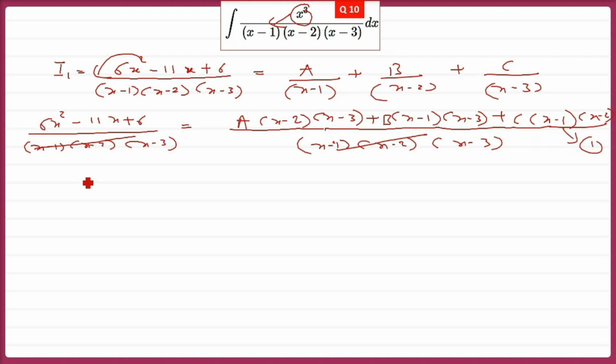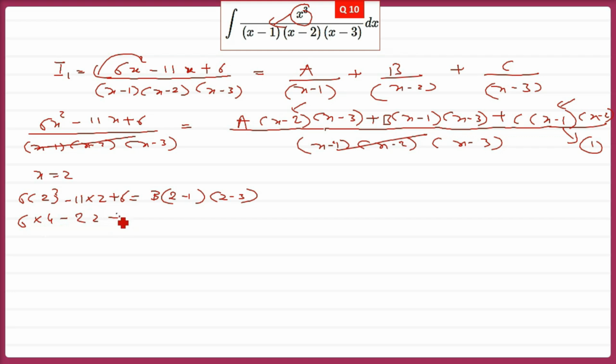Now in this equation, which I am calling equation number 1, place x = 2. So when you put x = 2, the first and the third term will become 0. You'll get B from here. So 6 into 2² − 11 into 2 + 6 = B into (2 − 1)(2 − 3). 6 into 4 − 22 + 6 will be equal to B into 1 into −1. 6 fours are 24, minus 22 is 2, 2 plus 6 is 8. 8 = B into 1 into −1. So B becomes −8.